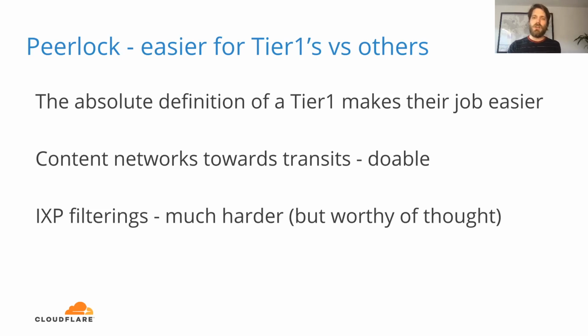So Peerlock in and of itself is a lot easier to implement for tier 1s because, due to their sheer nature, as mentioned, it's just an explicit AS path filter away. For content networks such as Cloudflare towards transit, it's still doable, but it might require some more effort and thought, but it's definitely very much doable. IXPs, on the other hand, it's not as easy. It's a lot harder, but fortunately, we have systems such as PeeringDB that added a new feature called Never on Route Servers, which hopefully make this implementation a bit easier.